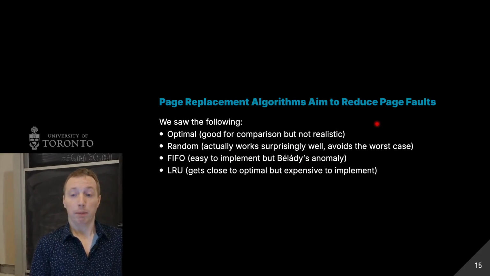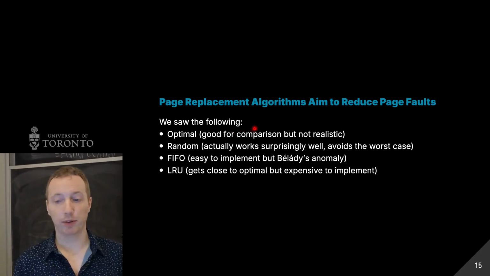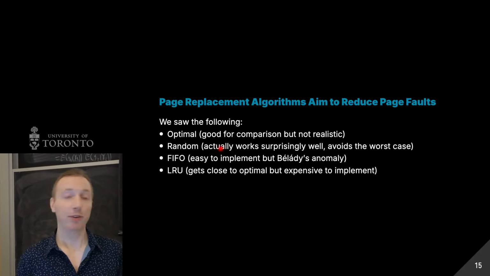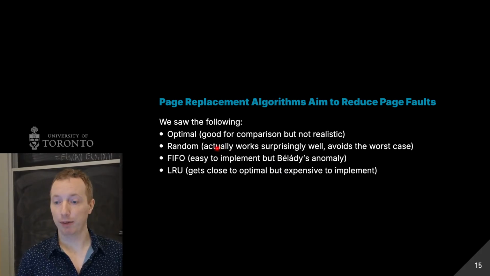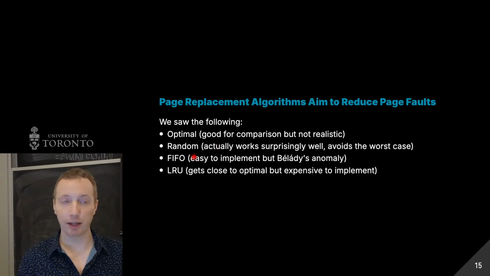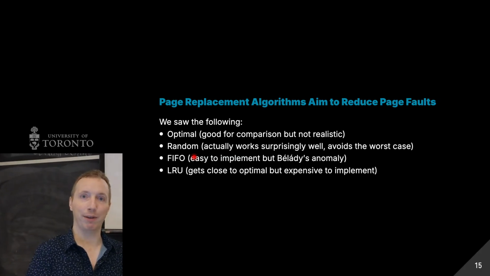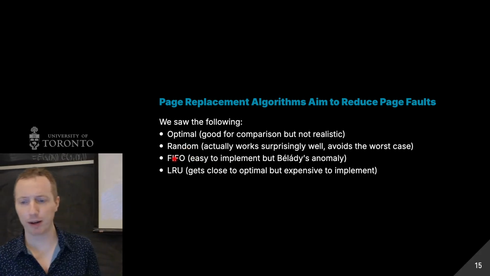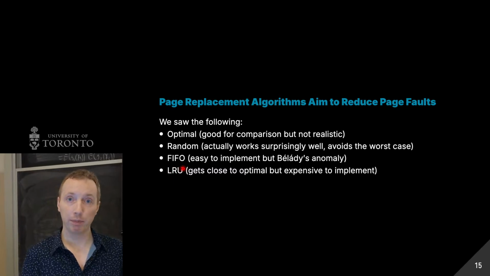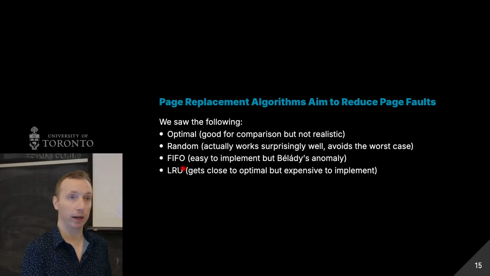So, page replacement algorithms aim to reduce page faults. We saw the following: optimal, which is good for comparison but not realistic because we have to see into the future. Random actually works surprisingly well, better than FIFO. FIFO is easy to implement, but it has that weird Belady's anomaly where if we have less memory, we have fewer page faults, which doesn't really make sense. Then we saw least recently used. It gets close to optimal. We could implement it, but it's expensive to implement.